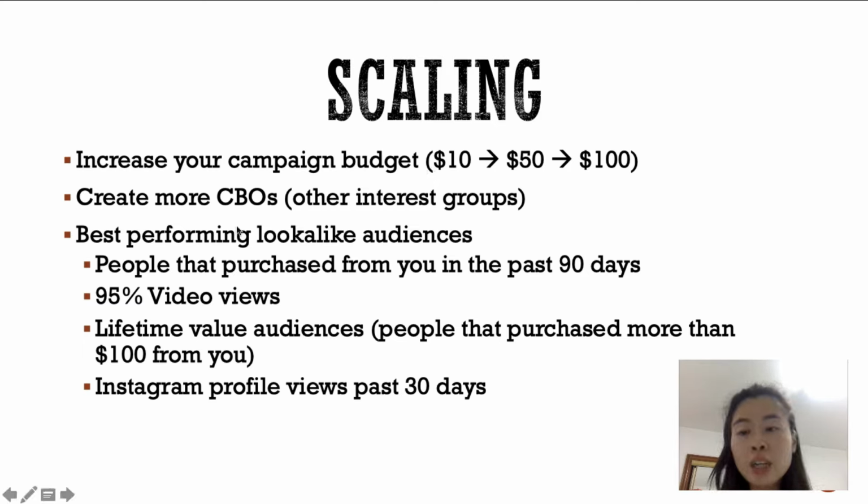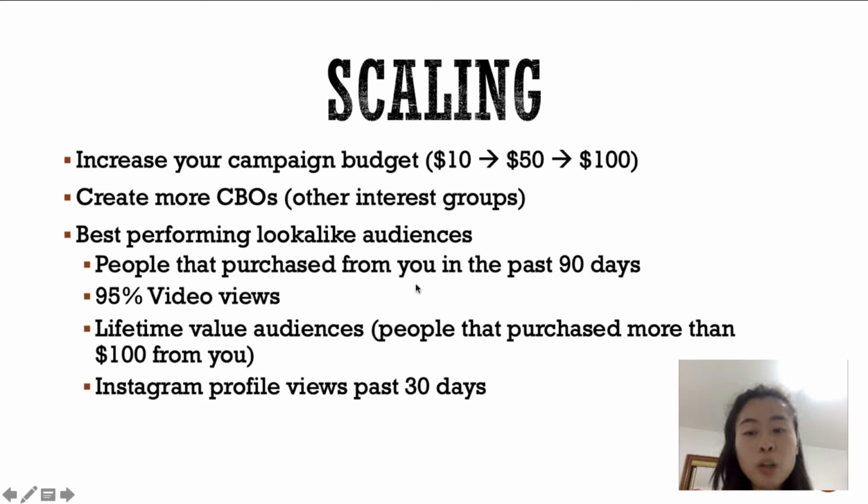All right. Now, the second way you can scale is to create more CBO campaigns using other interest groups. All right. And the best way that I found when I'm scaling is using lookalike audiences. Lookalike audiences is really the point where you can go ahead and scale to the big numbers. All right. So here are just a few examples of my best performing lookalike audiences that you can go ahead and test out yourself.